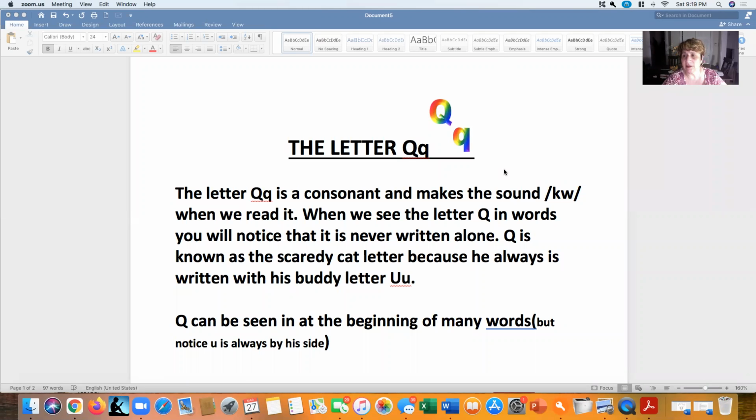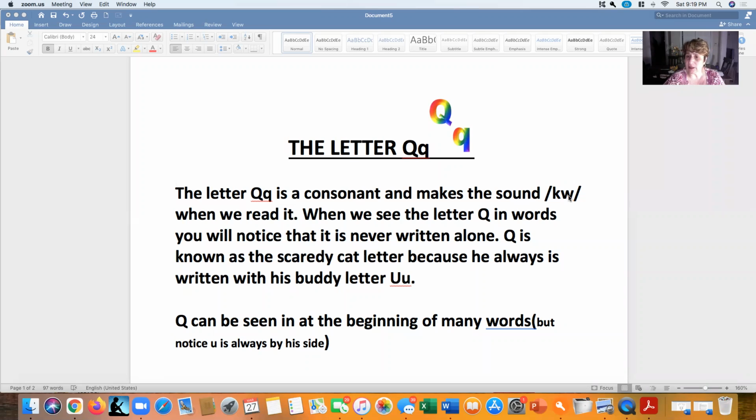It's Mrs. Nielsen. Today we're going to learn about the letter Q. Let's look up here on our screen together. The letter Q is one of the consonants, and it makes the sound qu, the KW sound together. Even though it's the letter Q, you hear qu. It sounds like a K and a W are together when we read it.